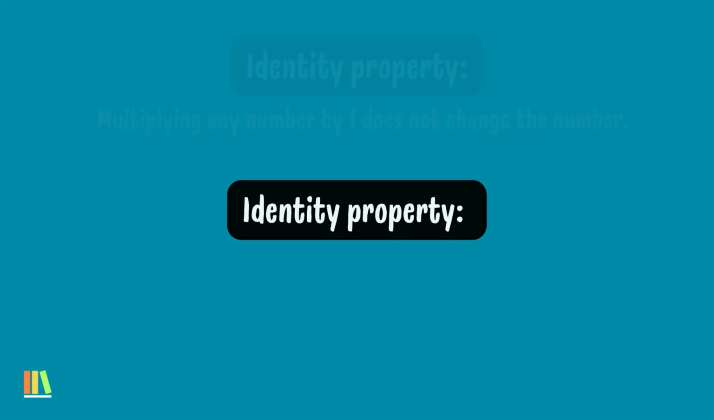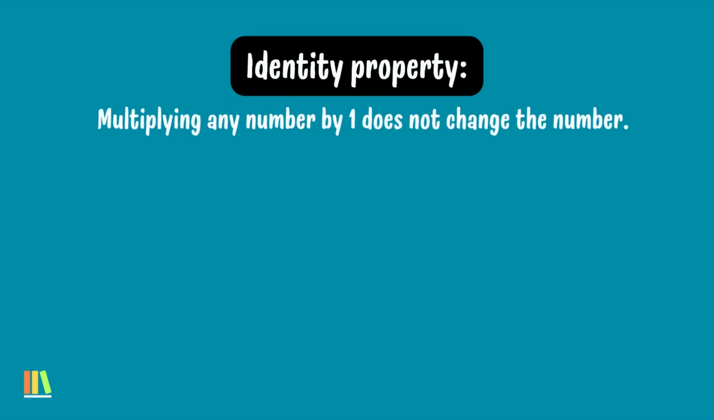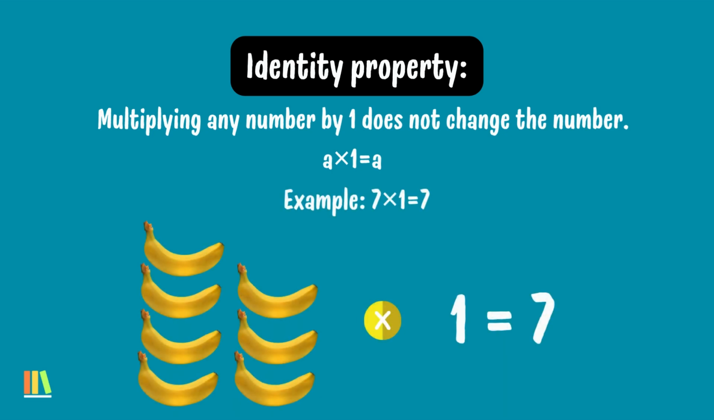Identity property. Multiplying any number by 1 does not change the number. A times 1 totals A. Example, I have 7 bananas and I multiply them by 1, which gives me a total of 7 bananas.